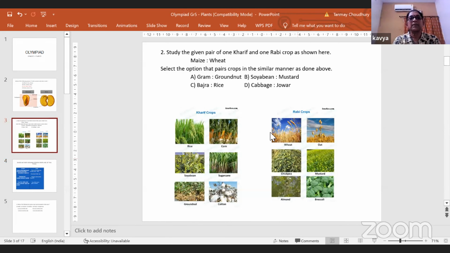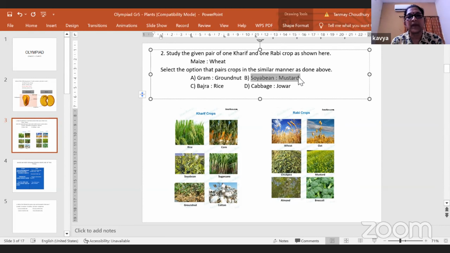Now here, maize is to wheat. Now here, what will be the answer? Soya bean. Here, you can see soya bean, which will be a Kharif crop, and mustard, which will be a Rabi crop. So this will be the answer. One Kharif crop and one Rabi crop.